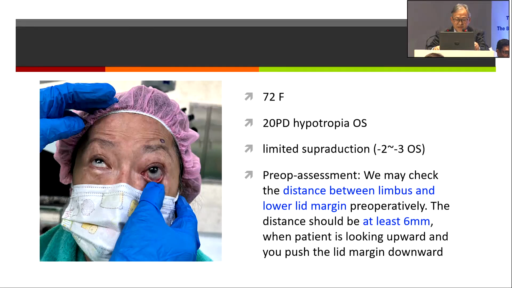Look at the case. This is a 72-year-old female patient, and she had a 20% hypertropia in the left eye, and there's a moderate limitation of supraduction in the left eye as well. And the important part is that we do a pre-operative assessment in the clinic. We will check the distance between the limbus and the lower lid margin pre-operatively. The distance should be at least 6 millimeters to offer a large amount of surgical space during the local anesthesia.